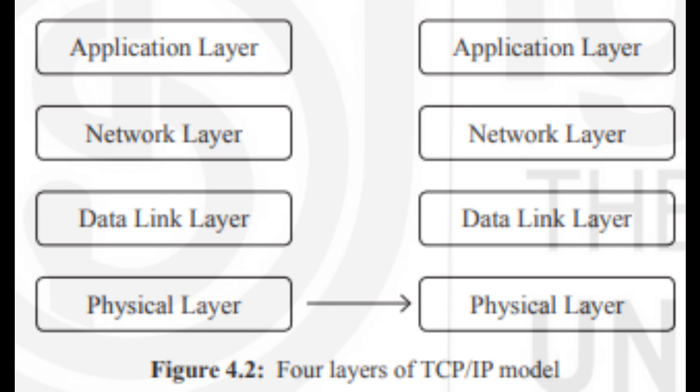The TCP/IP model consists of 4 layers: application layer, network layer, data link layer, and physical layer. The application layer is equivalent to the presentation layer, session layer, transport layer, and network layer of the OSI model. Look at the screen. Figure 4.2, 4 layers of the TCP/IP model. We will briefly discuss Transmission Control Protocol, Internet Protocol.